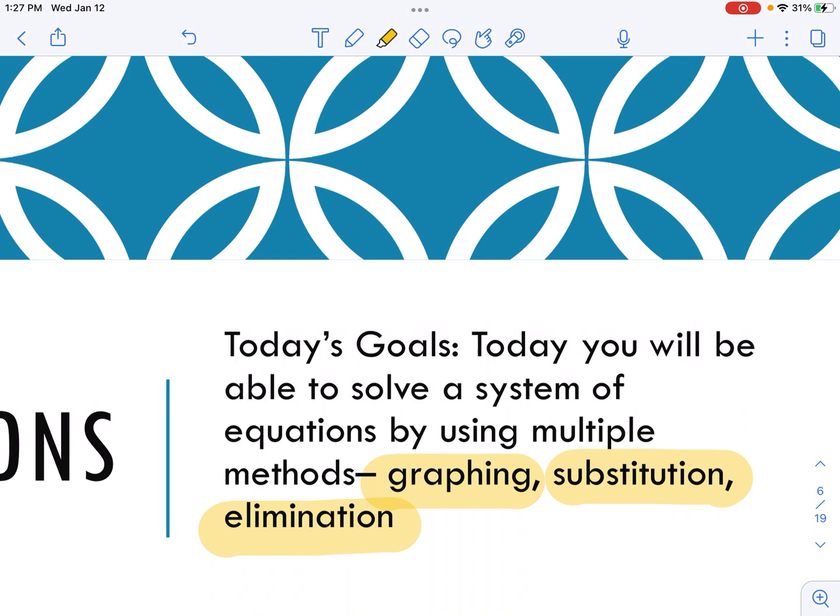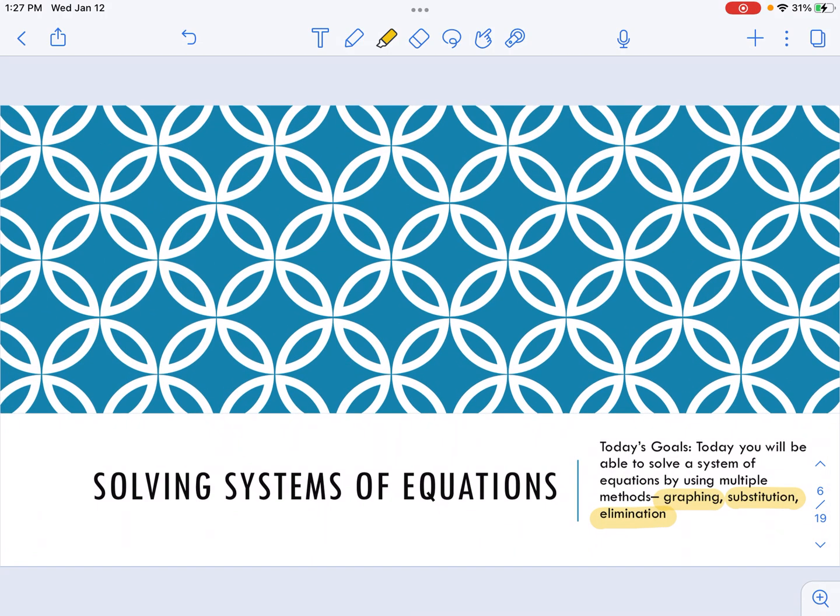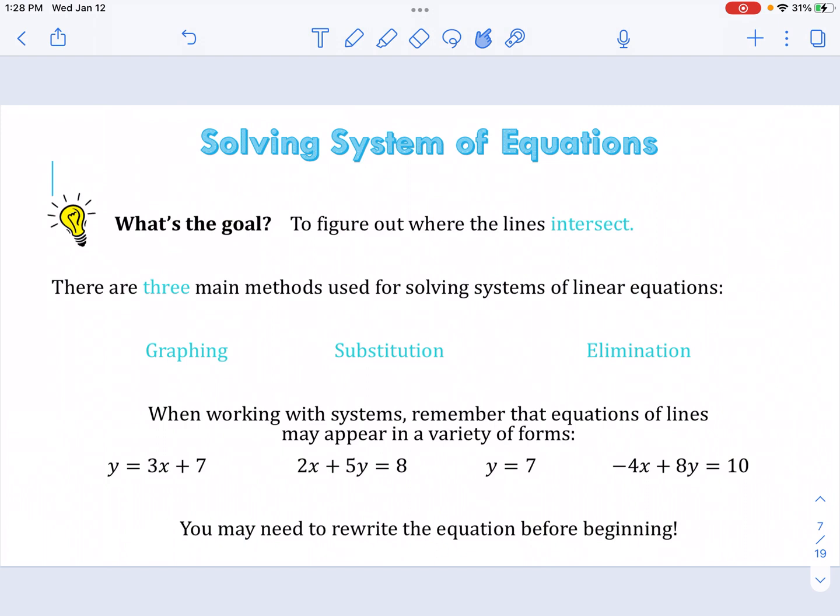Your goal today is first and foremost to know what it means to solve a system. Second, to actually utilize each of the three methods. And third and finally, to identify when each of these methods is the most efficient. So let's get rolling. In your notes, let's talk about what it means to solve a system of equations. Well, a system of equations is basically a graph that contains more than one equation.